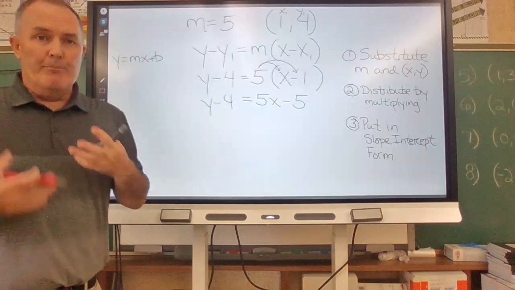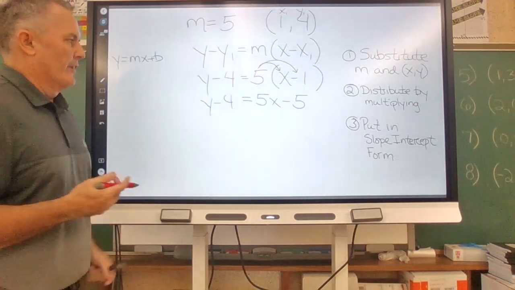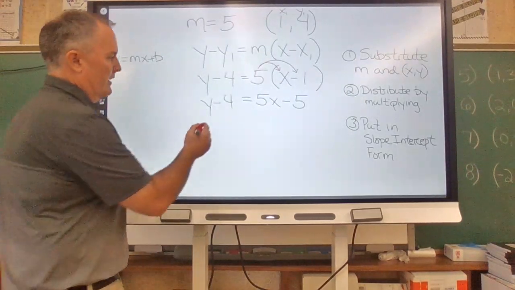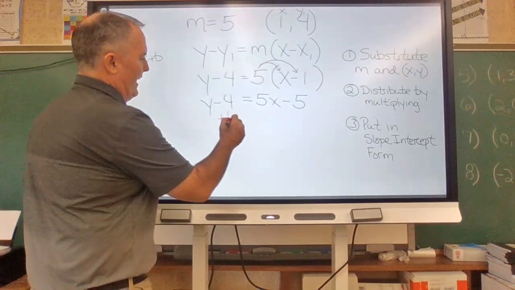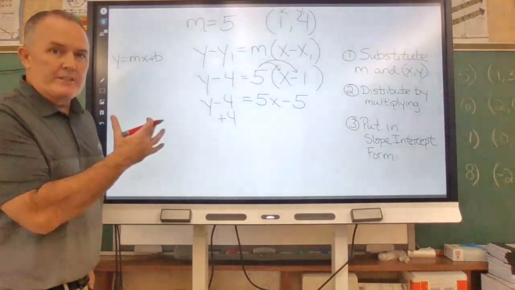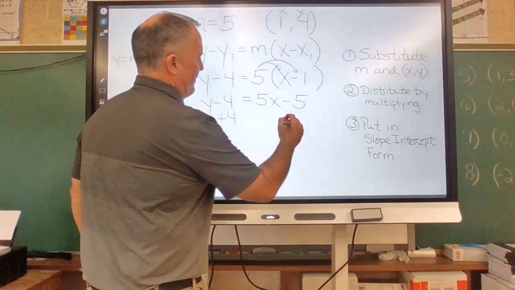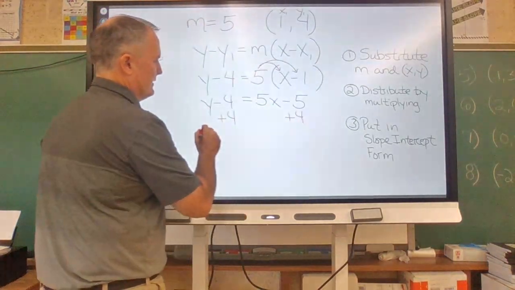To get rid of something or move something, in algebra, we always do the opposite of whatever it's telling us to do. So here it says to subtract 4. So to get rid of that, we're going to add 4. That way I can cancel that out. Whatever I do to one side of the equation, I have to do the same thing to the other side. So I'm going to add 4 to both sides.